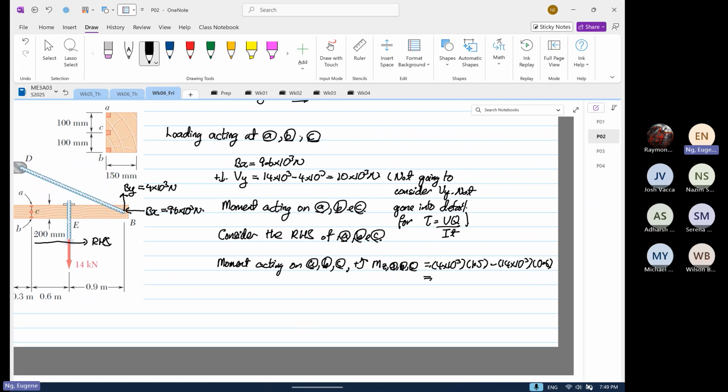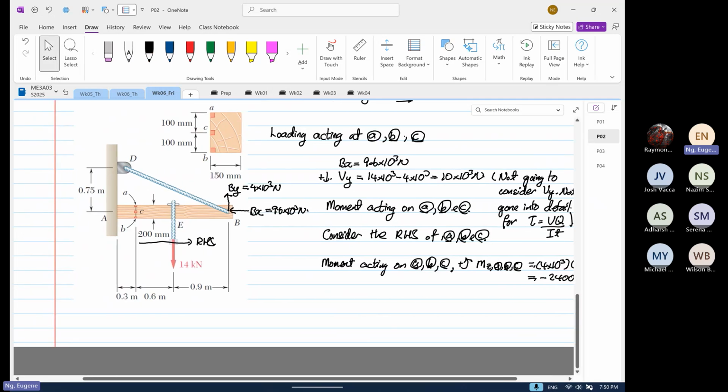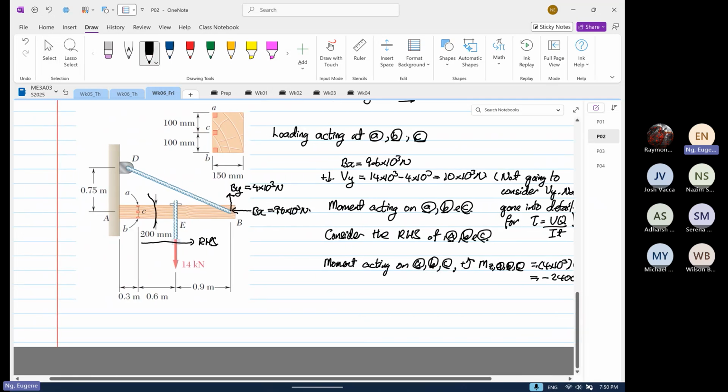Turn on your calculator first. So I have minus 2,400 Newton meter. So what does minus mean? We know that positive is going in one direction, so this is in fact going in the opposite direction. Over here, this is our moment acting at points A, B, and C. Over here will be under compression, and over here will be under tensile.